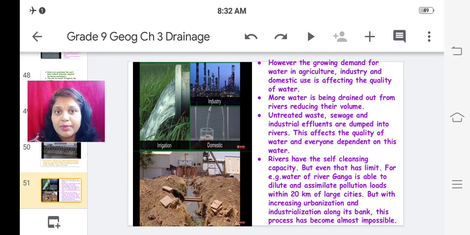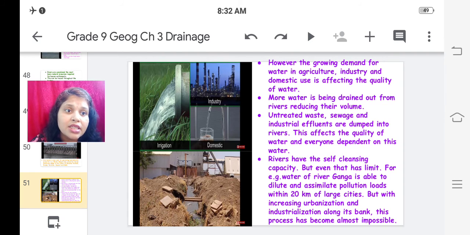So rivers have a self-cleansing capacity, but even that has a limit. Rivers can clean themselves, but only up to a certain limit. For example, the water of river Ganga is able to dilute and assimilate pollution loads within 20 kilometers of large cities. So river Ganga is the best example of self-cleansing. It can clean itself within 20 kilometers of the large cities near which it flows.